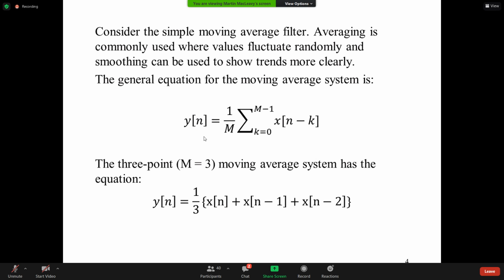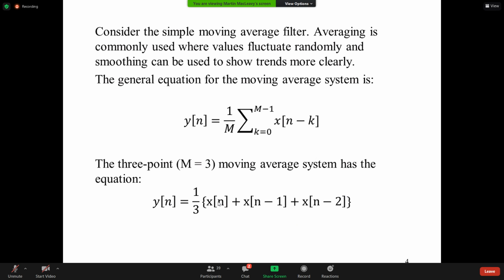Right. So here is our equation written in mathematics. Really all this is saying is that if you're going to use 3 values in your filter, then it's 1 over 3. So m is the number of values, and k goes from 0 to m minus 1, so from 0 to 2, it's x of n minus k. In other words, if we write it out, we see this is the equation of our system.